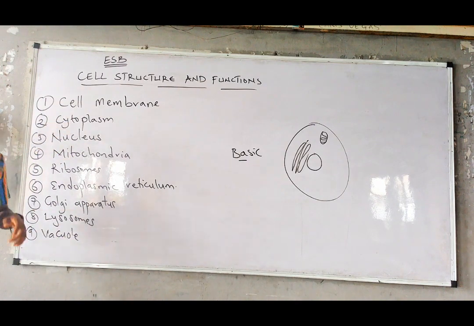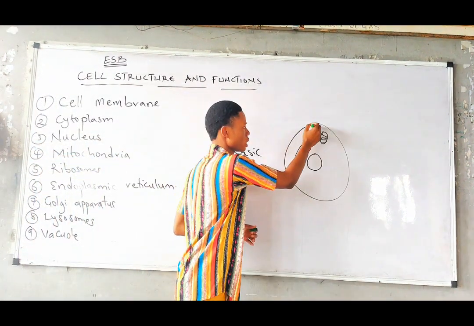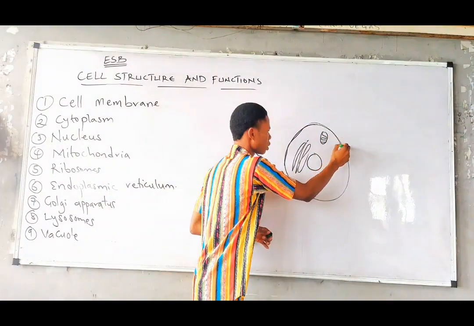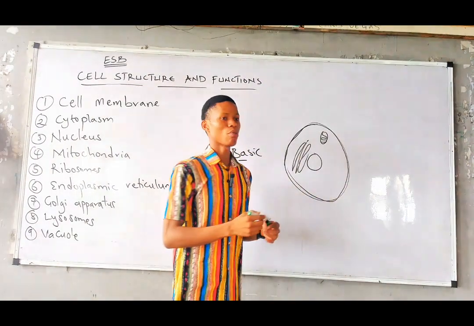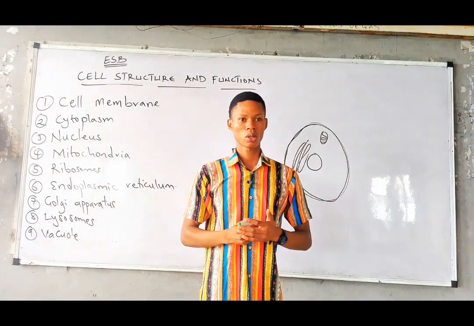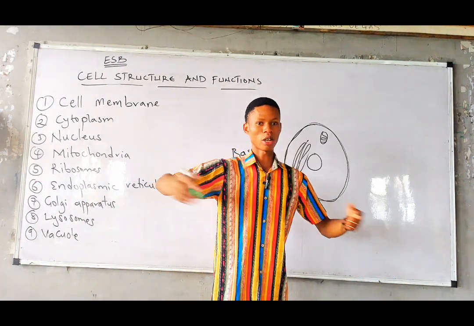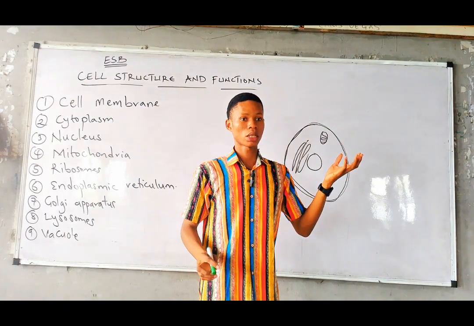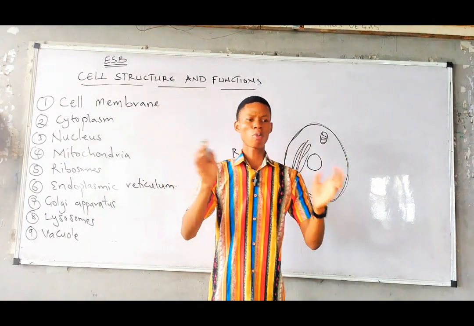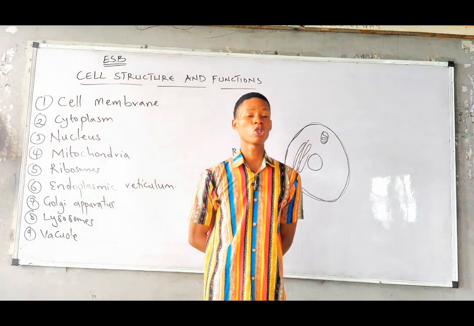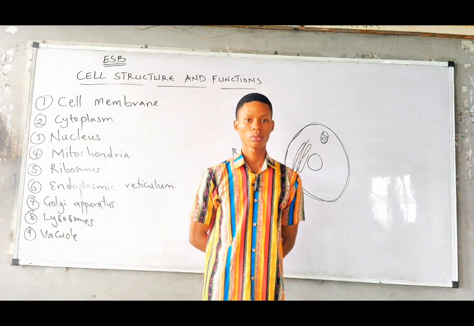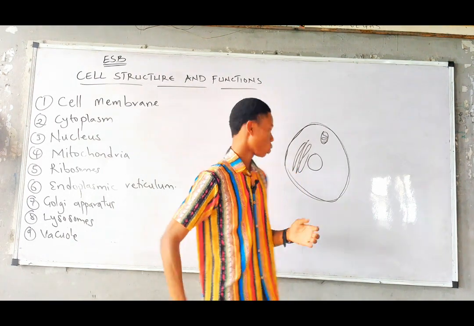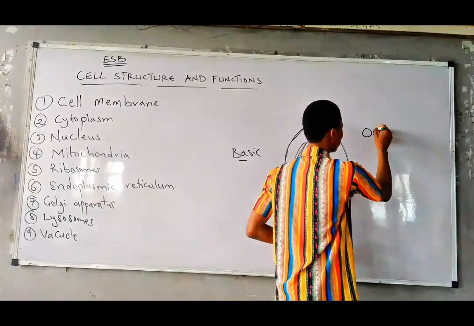The cell membrane, first of all. Now look at this as your cell. The cell membrane is this stuff here, covering the cell. Just look at the cell membrane as a fence around your house that regulates what comes in and out of that compound. That is how the cell membrane is. And among plant cell and animal cell, which one has a cell wall? Plant cell has a cell wall, right? But animal cells do not. Is it not?